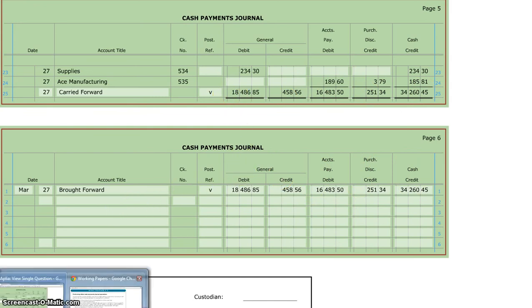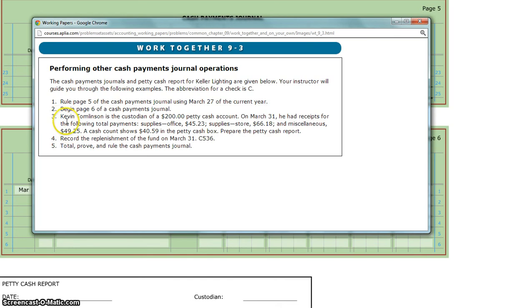All right, so the next transaction that you have is number 3 right here, and it says that Kevin Tomlinson is the custodian of the $200 petty cash account. Now, if you remember, the word custodian doesn't just mean somebody who cleans up after other people in an office setting. It also means that they're in charge of the petty cash account. And so what we're doing here is we're going to replenish, we're going to put together a petty cash report, and it says on March 31st he had receipts for the following payments. We bought $45.23 worth of office supplies, $66.18 worth of store supplies, and miscellaneous $49.25.